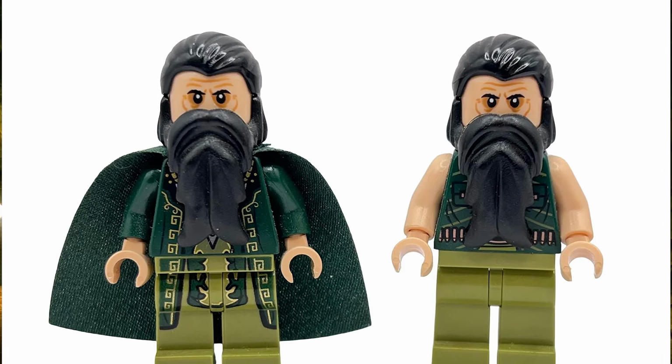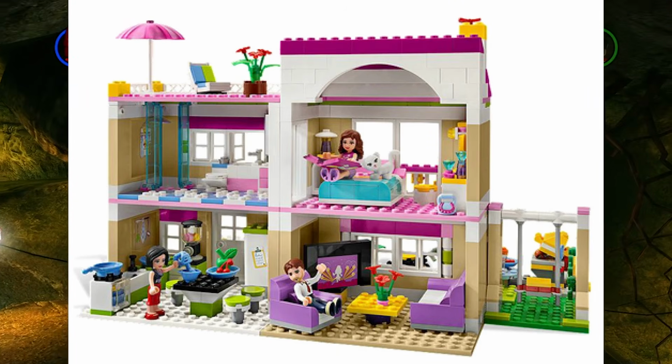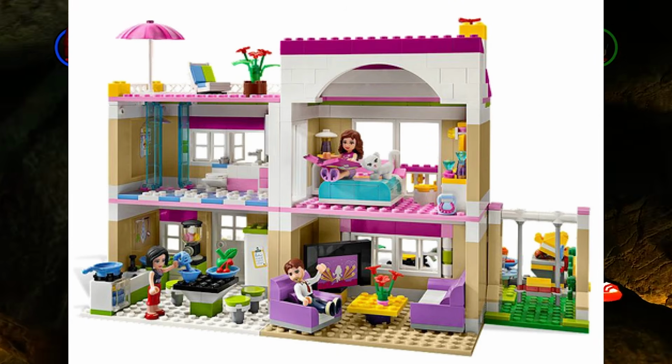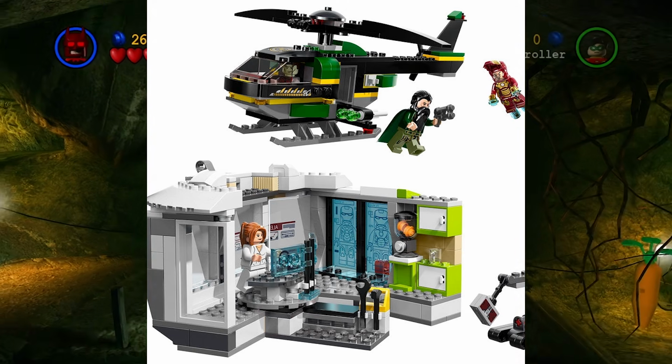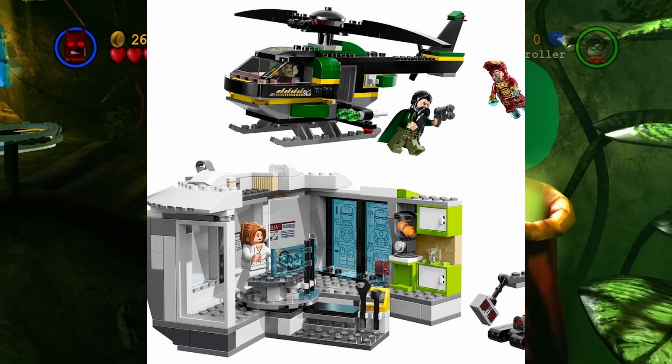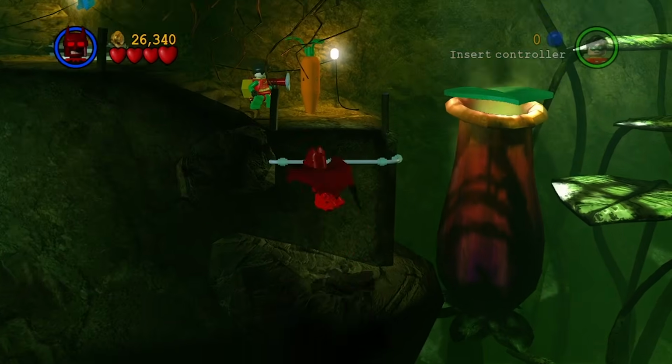Also, I think it is kind of funny that my sister had the Olivia's House set from LEGO Friends around that time, and the lime green kitchenette featured in the Malibu Mansion is the same as some of the LEGO Friends sets from that time.